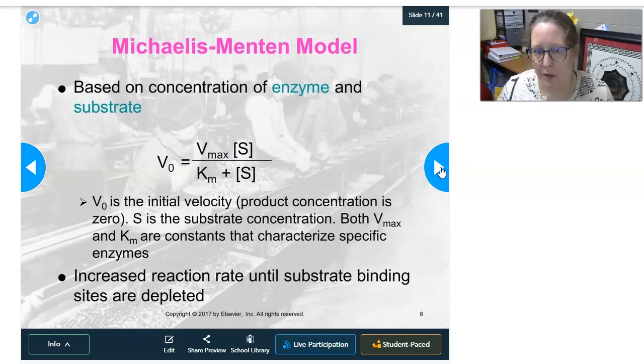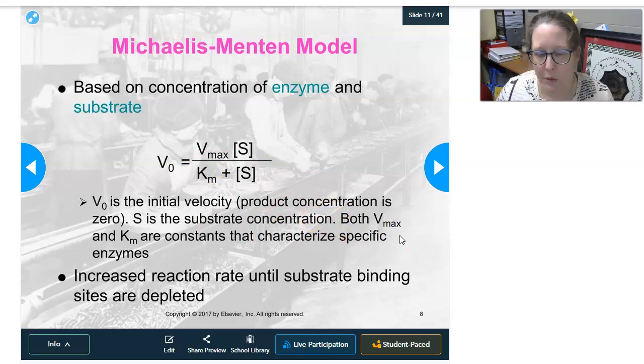The Michaelis-Menten model is a prediction model that's based on the concentration of enzyme and substrate. In that model, V0 is the initial velocity. So this is where the product concentration is 0. We haven't made anything yet. And V0 equals Vmax, which is the maximum velocity, times the substrate concentration, divided by Km, which is a constant that is characteristic for that enzyme, plus the substrate concentration. Okay, and we're going to look on the graph here at what this looks like.